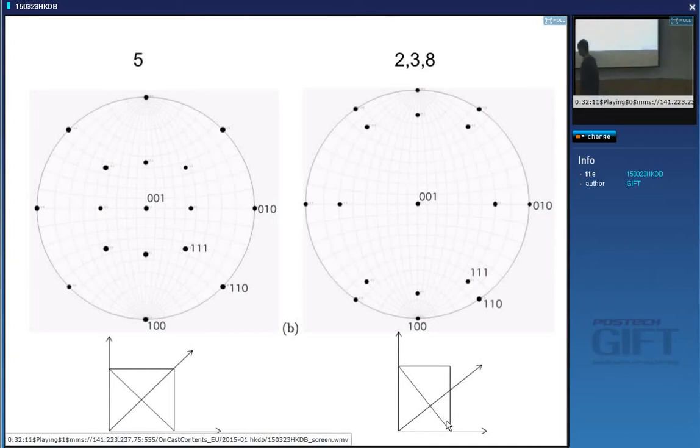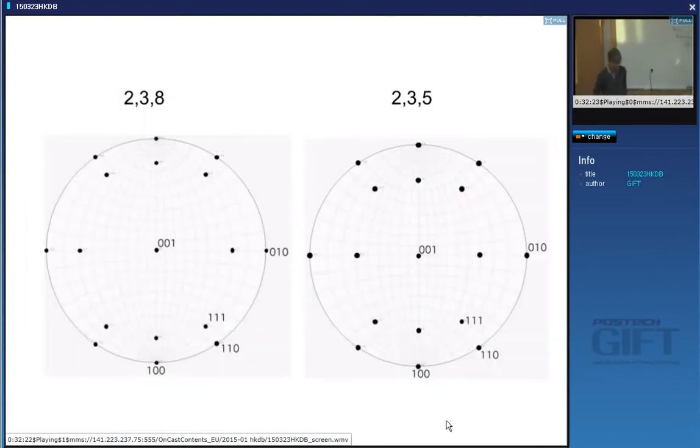Okay, so just to show you, that's just plotting these poles here. Now, this is to show you the effect of lattice parameter. So in this case, the three lattice parameters are 2, 3, and 8, and 2, 3, and 5. So here the lattice parameter is more similar to the other two, and therefore the pattern here changes. So the stereographic projection is a function of the lattice parameters and angles when we are dealing with non-cubic systems. Is that clear to everyone?